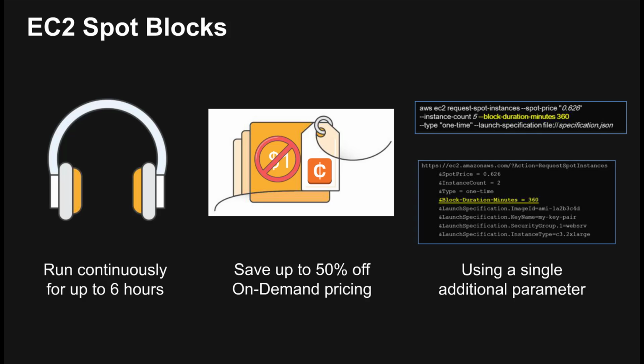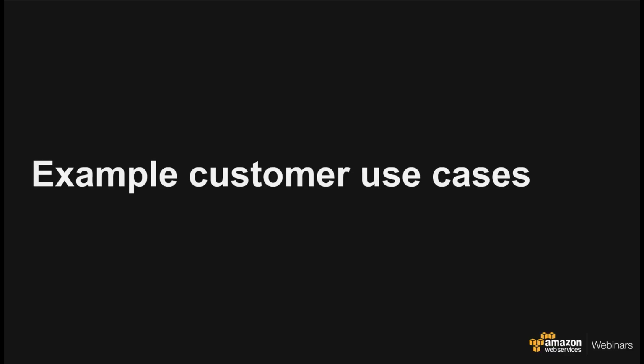Spot blocks are the ability to request that your spot instances run for a defined duration. This duration can be anywhere between 1 hour and 6 hours, and it is just another parameter that you pass when you put in your spot instance request. Savings are roughly 50% off of the on-demand pricing. Again, it's just a simple additional parameter for you to pass to your spot instance requests. Let's jump into a couple of example customer use cases here.